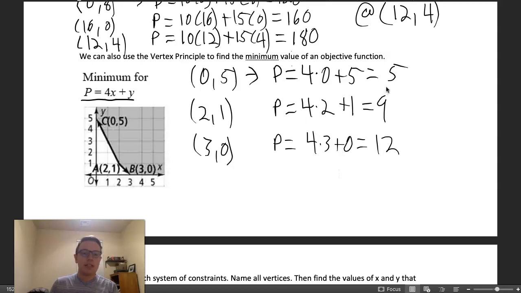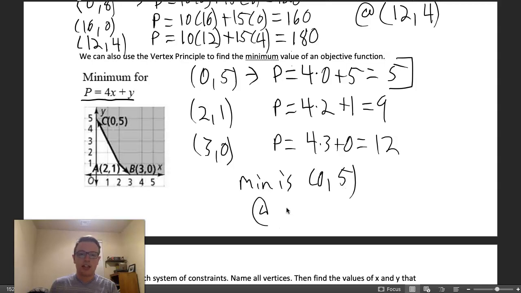What's our minimum going to be? Our smallest value is 5, and it occurs at (0, 5). So the minimum is at (0, 5) and is 5.